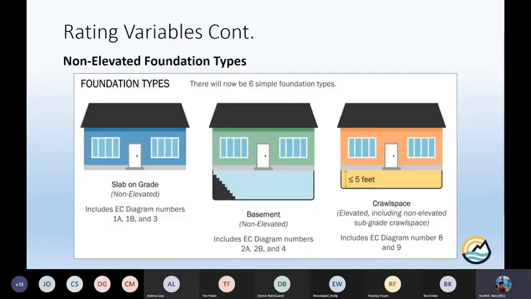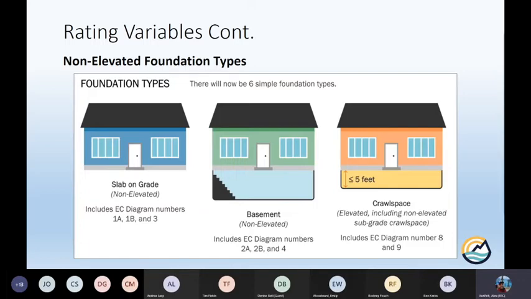Another one that's kind of new is foundation types. So for those of you who are familiar with the elevation certificate, the elevation certificate has 11 different building diagrams on the back. FEMA has kind of consolidated those down for Risk Rating 2.0 down to 6 different foundation types. And we're going to talk about those now.